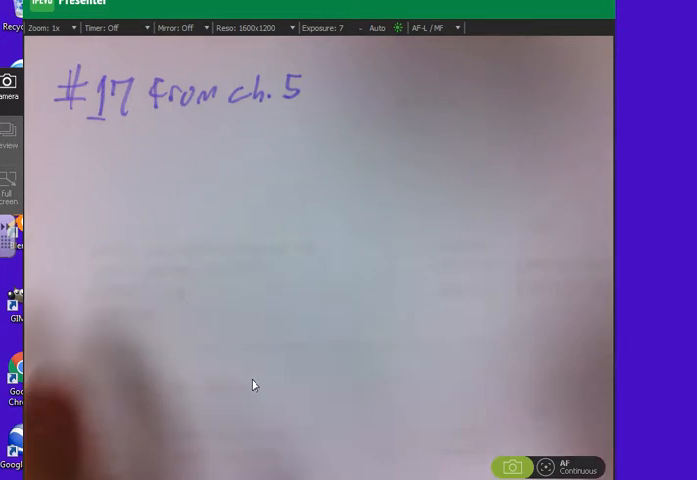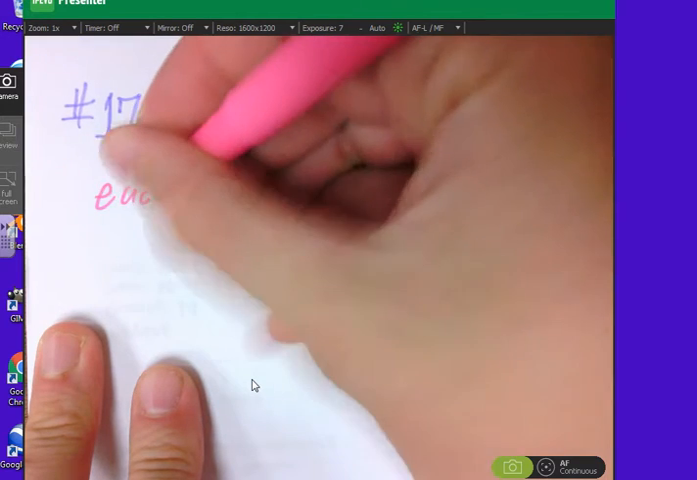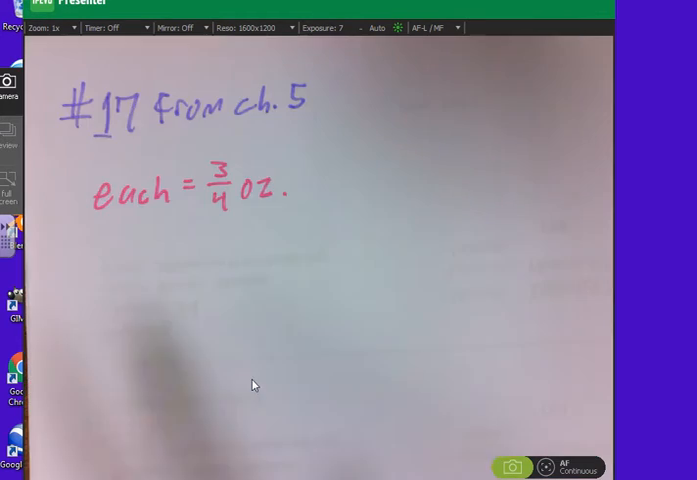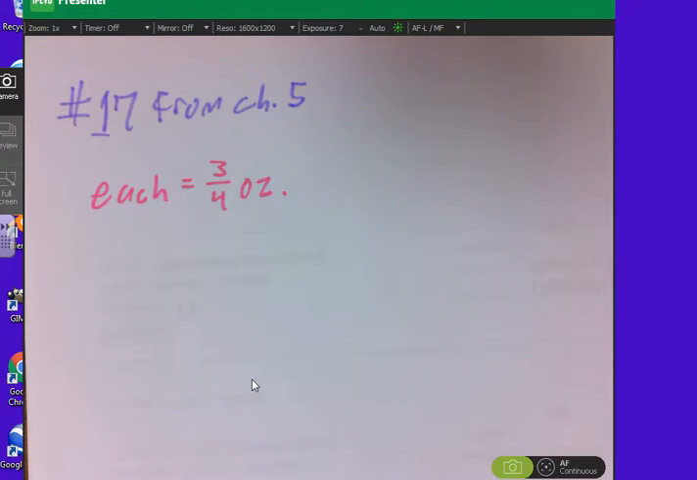So each scone uses 3/4 of an ounce. So that's one thing that we know to start off with. How many scones is she going to make? She's going to make 16. So we know that the quantity of scones she will make would be 16.